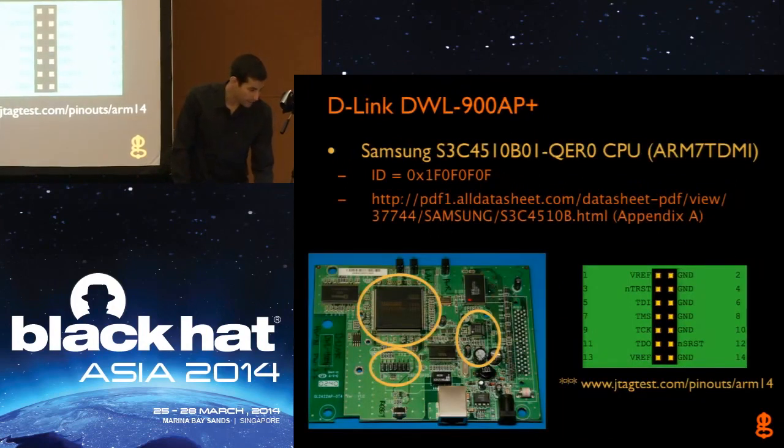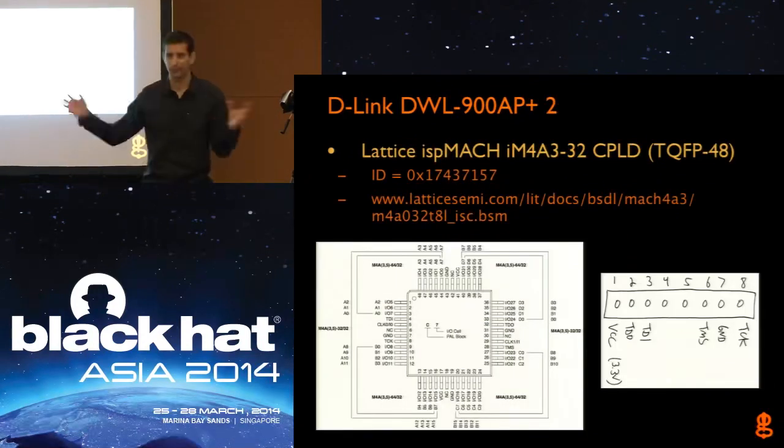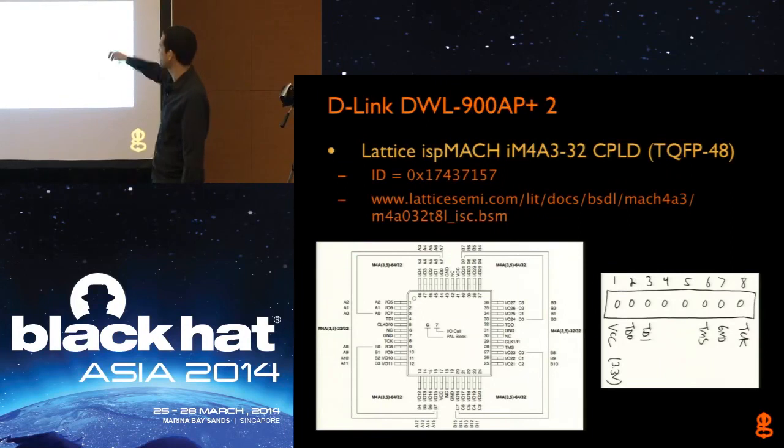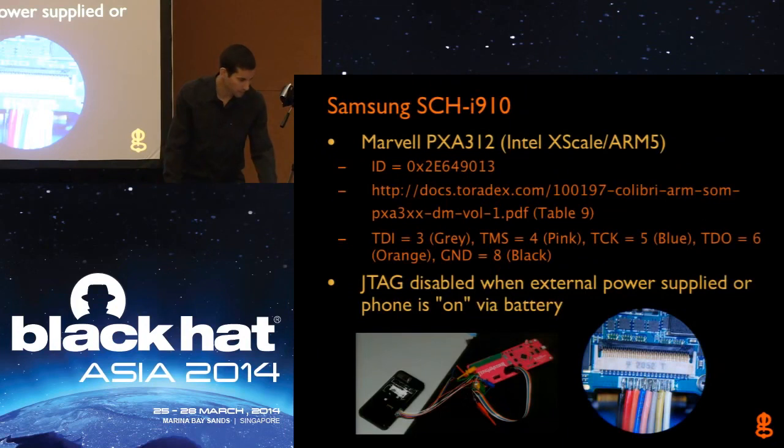Another access point, a Samsung. I just wanted to put these in as reference. There's just lots of them, and I just have a handful of boards at home that I test on. Here's a CPLD, a programmable logic device that has a JTAG interface. I thought it was kind of neat. Here's a mobile phone, Samsung SCH i910.